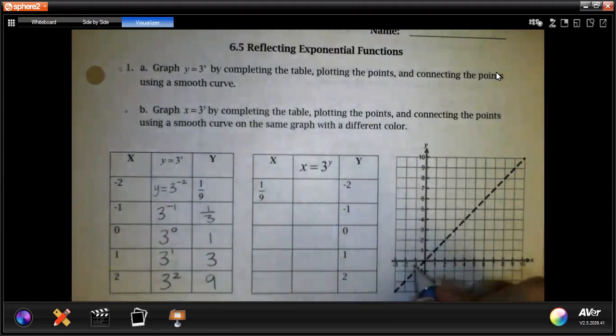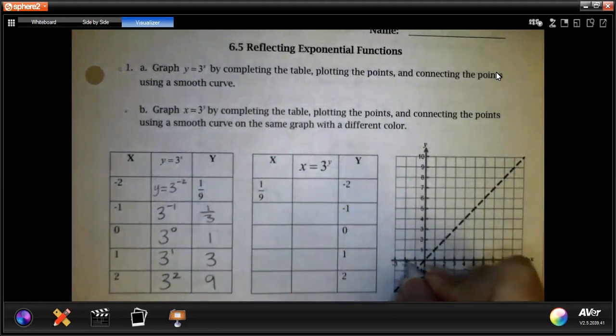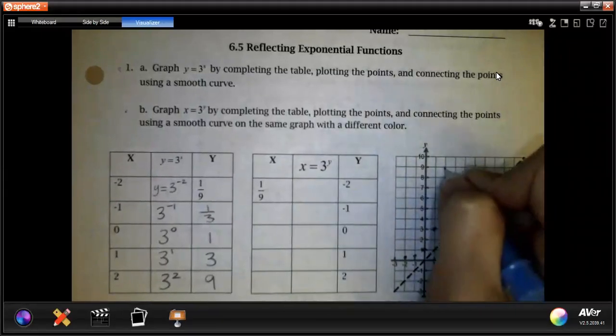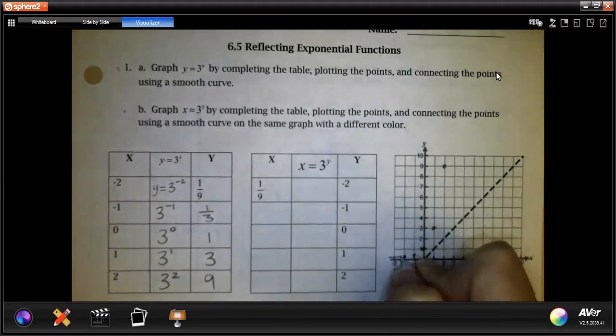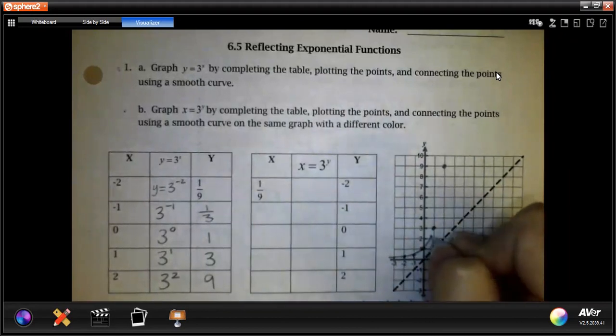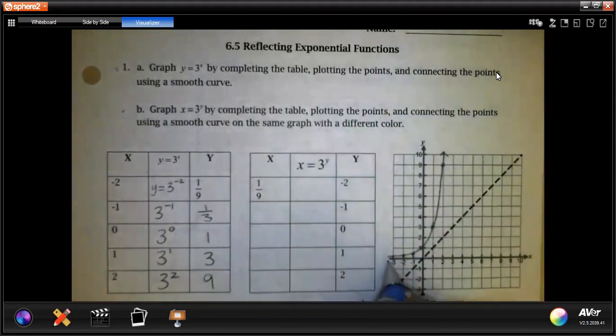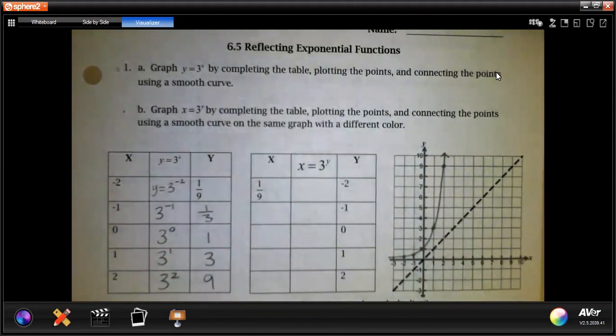When we graph this, it gives us the points at -2, 1/9; at -1, 1/3; 0, 1; 1, 3; and 2, 9. So we get something that gets really close to the x-axis, touches that point at 0, 1, and then starts to go up very quickly. We say it has a horizontal asymptote at the x-axis, so this is following along the x-axis forever. It never touches the x-axis or goes into the negative side. So that's the exponential we've been working with for the last couple class periods.